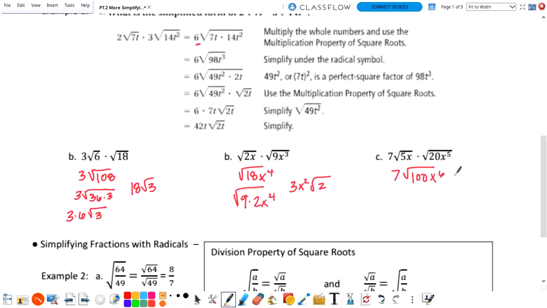All right, now this one actually doesn't have to be simplified. 100 is a perfect square, and so is x to the 6th. So we've got 7. The square root of 100 is 10. And the square root of x to the 6th power is going to be x cubed. So then we'll multiply 7 times 10, and we get 70x cubed.